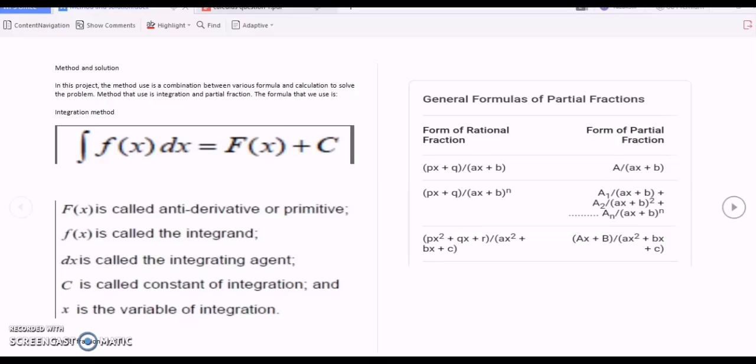For the partial fraction, as we can see in the video, there is a form from a rational fraction to a partial fraction. So this shows the changes in the method used for the partial fraction method.